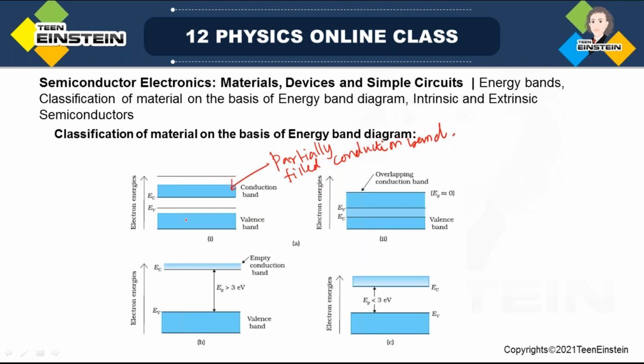And in the valence band, generally it will be completely filled, right? But see, this portion is empty. So we say the valence band is partially empty.